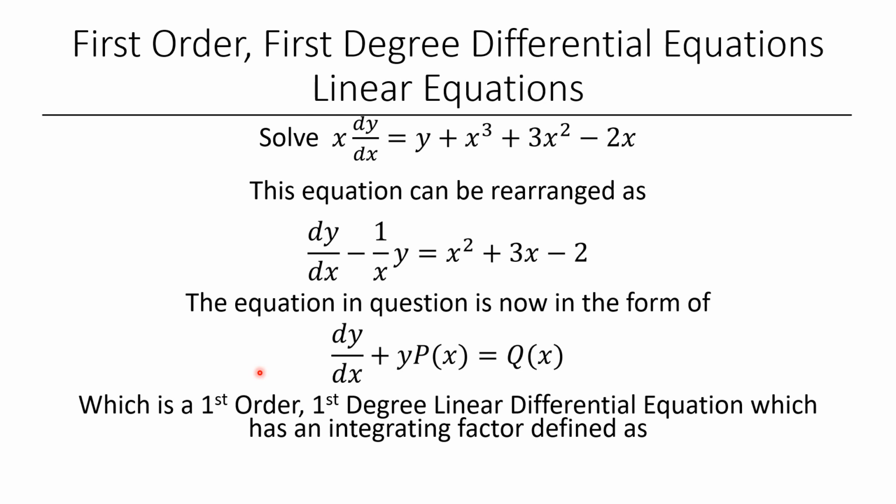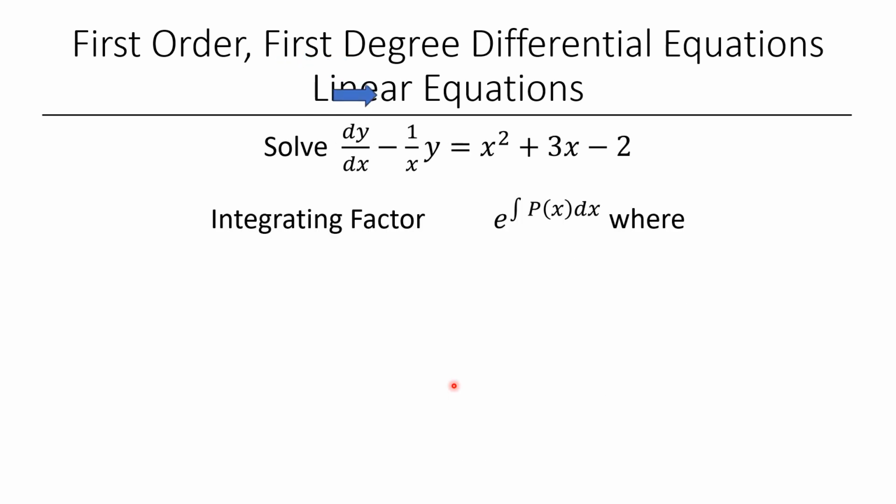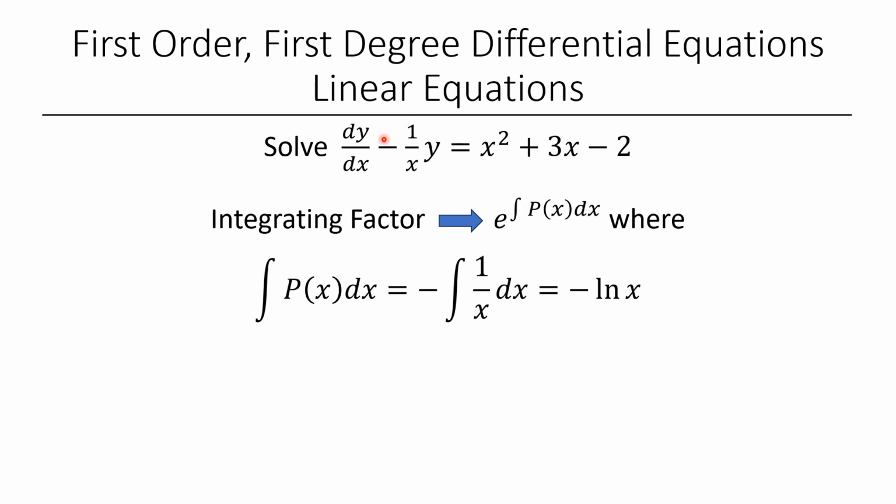And so we have a set procedure of how to solve this, which involves the use of this integrating factor e to the integral of p(x) dx. So we're looking for this integrating factor. We recall that our p(x), remember, was this minus 1 over x, times the y. So in this case, it's the integral of negative 1 over x dx. And so when we integrate that, we get a standard integral, negative natural log of x.